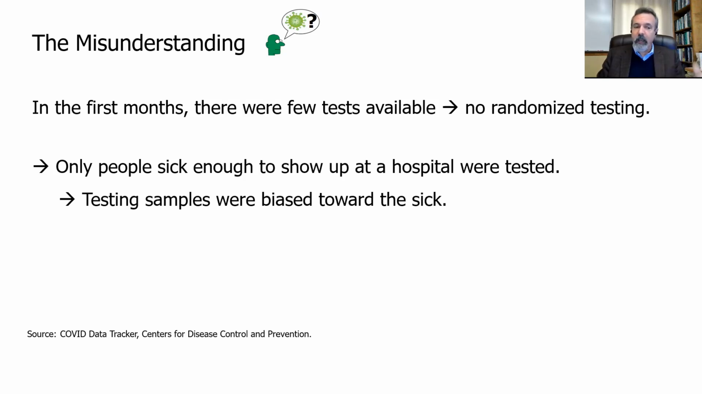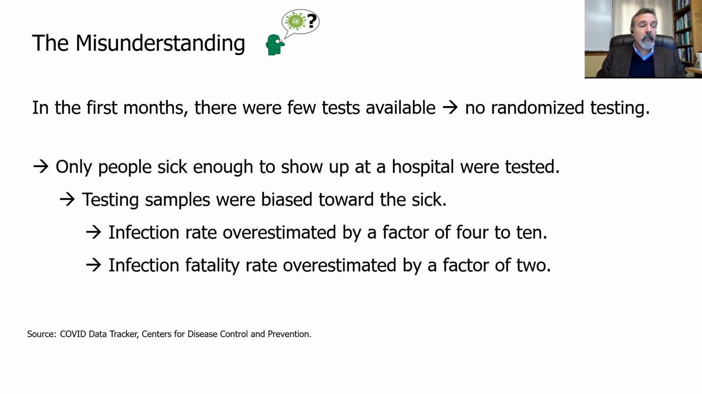But those numbers were biased towards sick people. And so it seems that because we were looking strictly at sick people, our estimate of the infection rate was too high by anywhere from a factor of 4 to a factor of 10. It also seems that our estimate of the fatality rate was too high by a factor of 2.